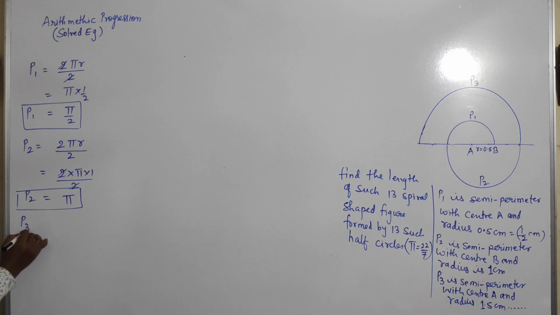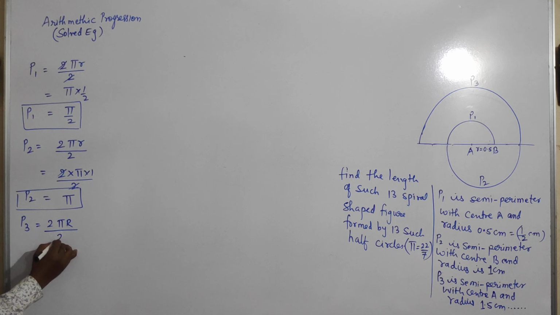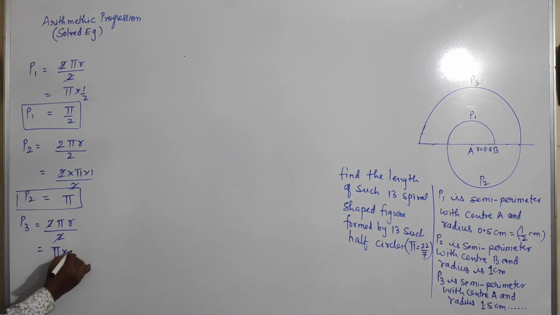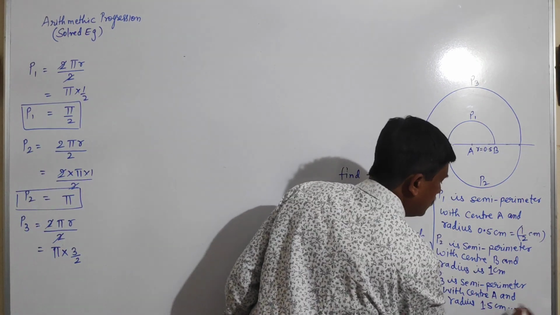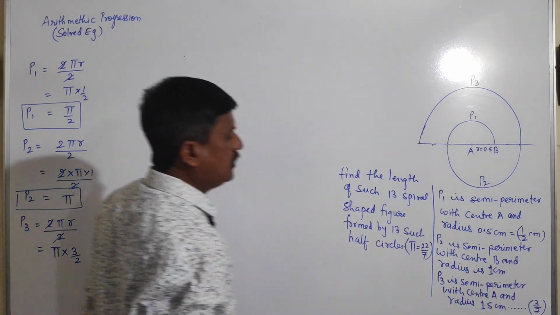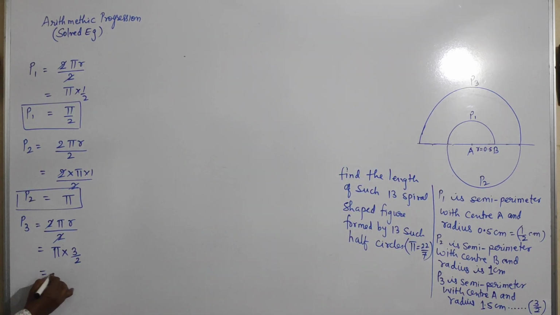What is the value of P3? 2 pi r upon 2. The 2 gets cancelled. Pi into, what is the value of r? For the third, 1.5. 1.5 can be written as 3 by 2. So the value is 3 upon 2 pi.